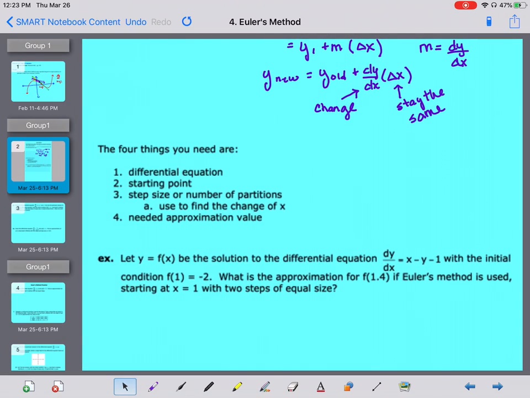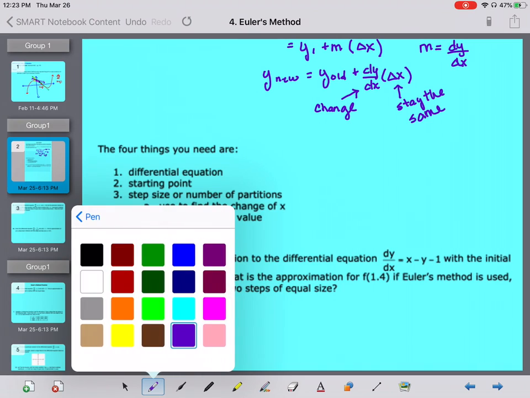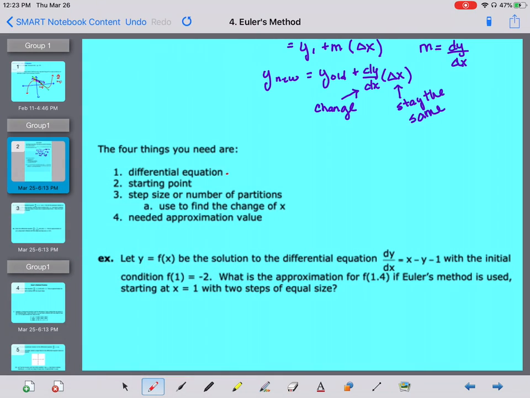That first thing is we need the differential equation. And the reason we need that is because this is going to give us our slope in our tangent line approximation. Okay, so we're going to need that dy dx. We're also going to need a starting point, a known point on that function. Just like with the graph that I did, we knew a specific point, that x and that y. So we're going to be given a starting point.